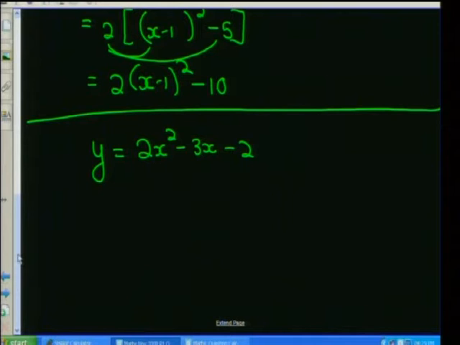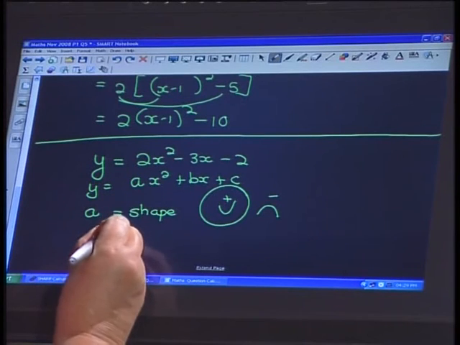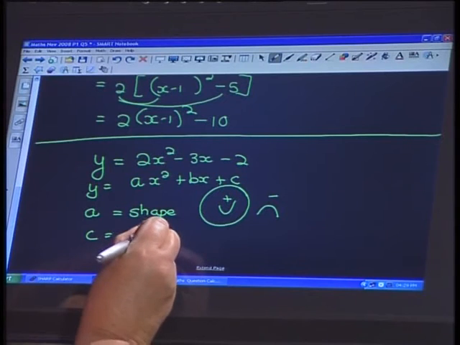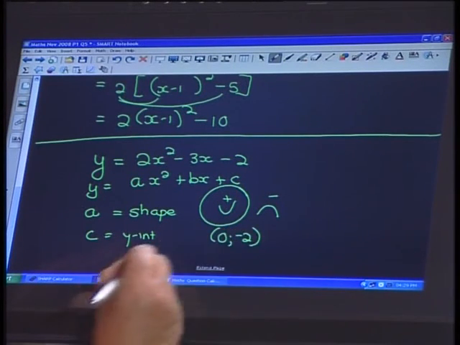Well, here, ax squared plus bx plus c is the format. The a value once again determines shape. And just like the previous one, it does exactly the same thing. So if it's positive, it smiles. If it's negative, it sulks. So in this case, it's positive, so it's that one. Then, what does the c do? The c is actually the y-intercept. So I already know my y-intercept is 0 for x, minus 2 for y.